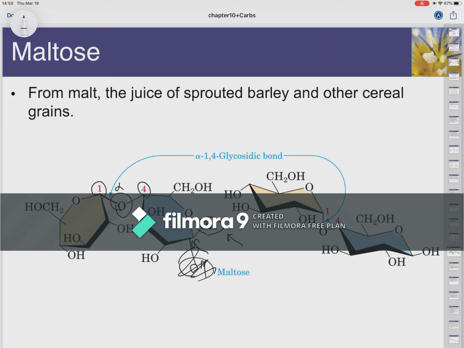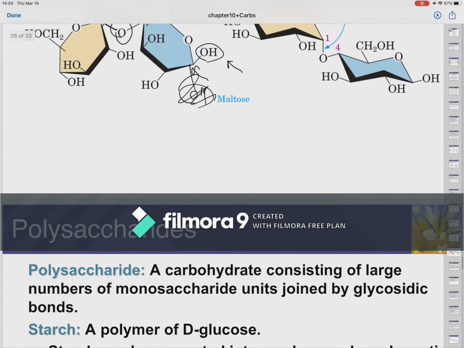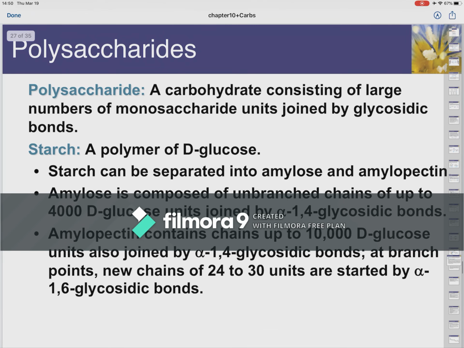So know that sucrose is glucose and fructose. Know that lactose is galactose and glucose, and then maltose is just several glucoses. Now, polysaccharides are longer chains of monosaccharides, and so let's talk about a few of them.